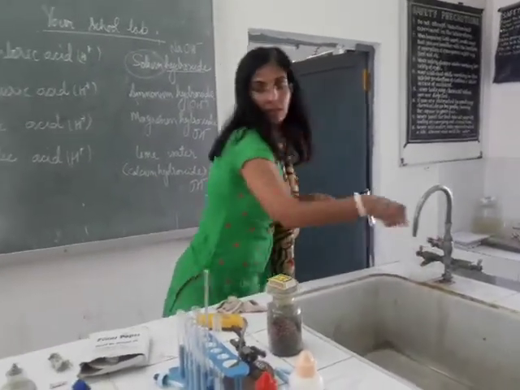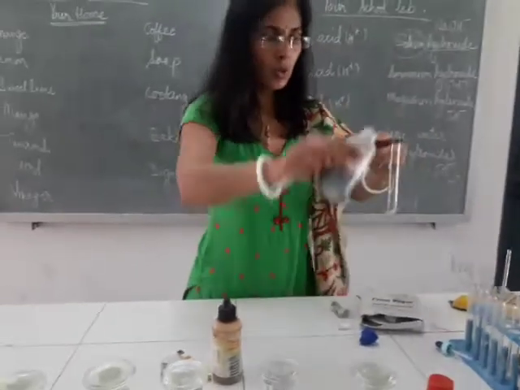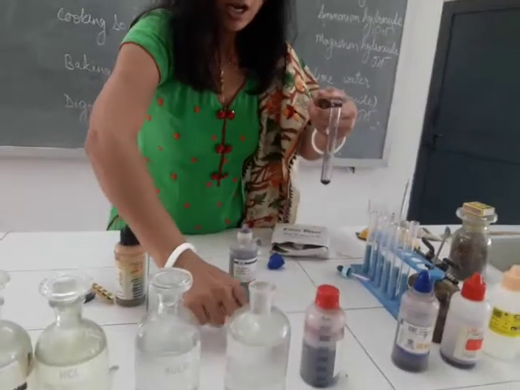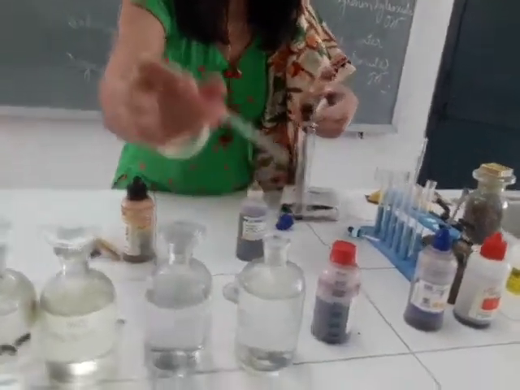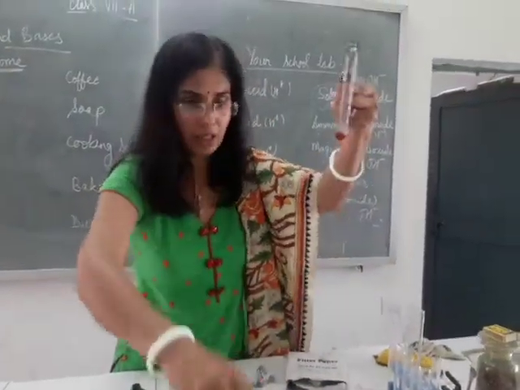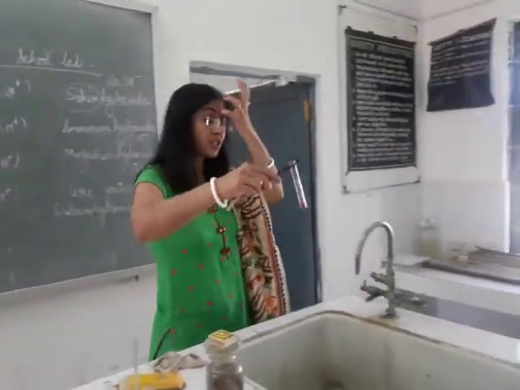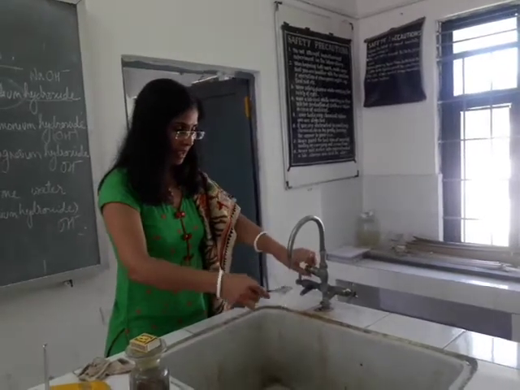And here it goes. A few drops of blue litmus. Small amount of substance to be tested, and again it turned blue. So, blue litmus changed red, so it is an acid.